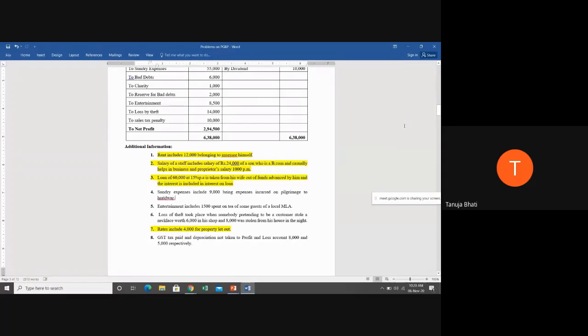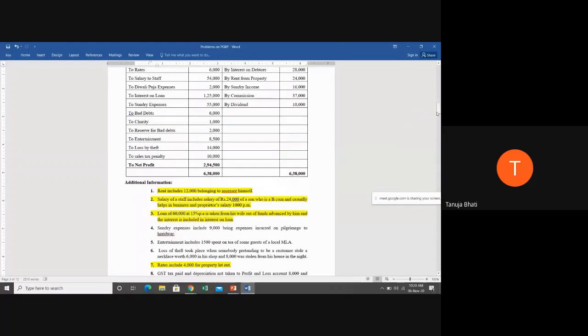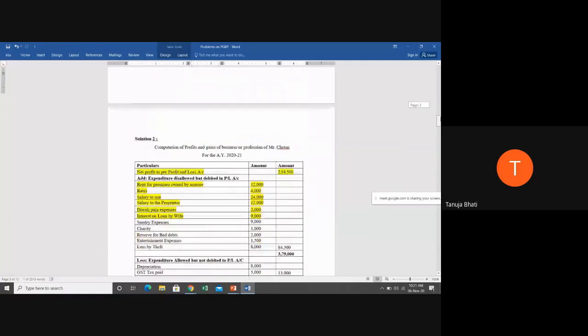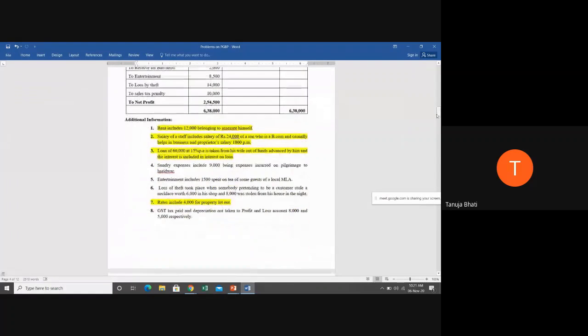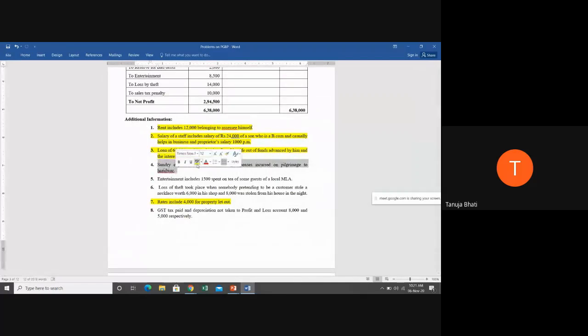Now you all tell me students, if Mr. Chetan is spending 9,000 rupees and going to Haridwar not for business purpose but for some pilgrimage, tell me whether it is a business expenditure, allowable or disallowable. Disallowable. Out of 55,000, we are going to disallow 9,000. So sundry expenses of 9,000 is going to be completely disallowed. Reason, you all know it is a personal expenditure, not a business expenditure. So this is the way you all need to solve the problem step by step.